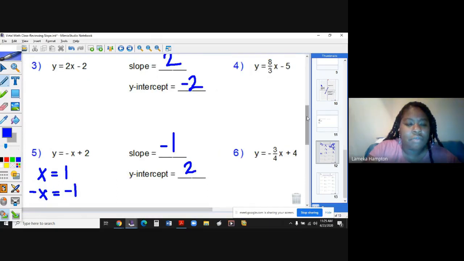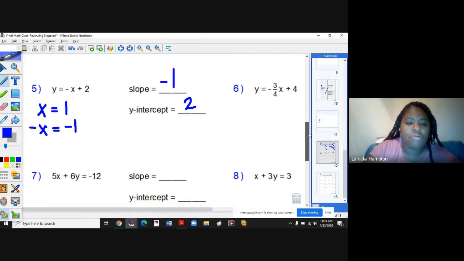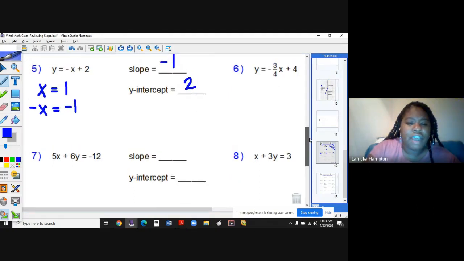All right. So now number 7 and number 8, I can go ahead and tell you right now, this is not in y equals mx plus b format. It is not. So that means we're going to have to manipulate the equation so that we can isolate our variable y. Now, who remembers what's the first thing that I need to do as it relates to number 7?